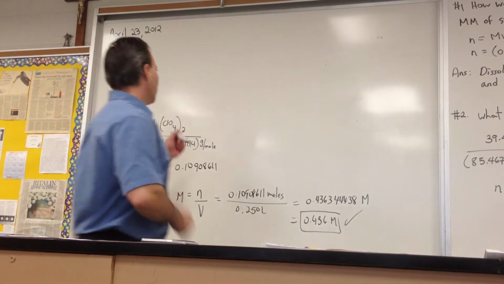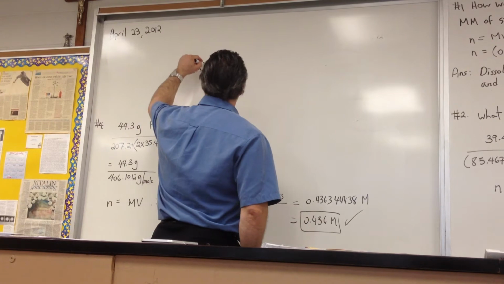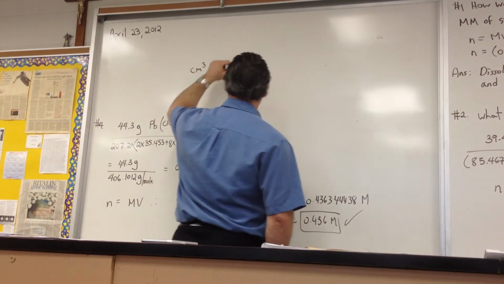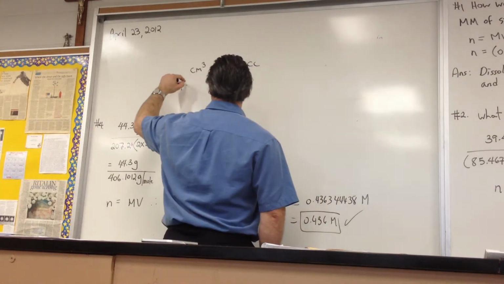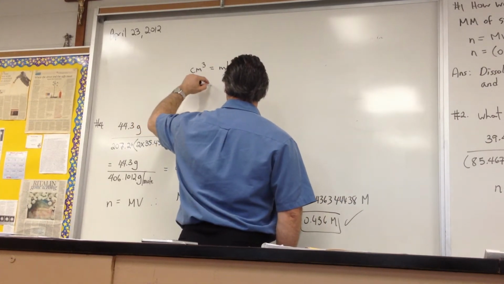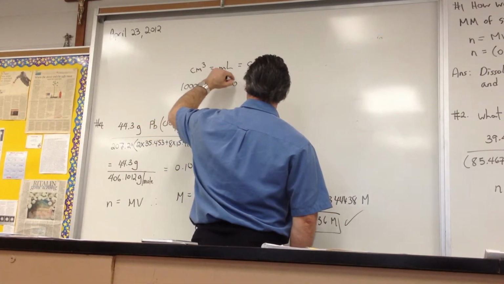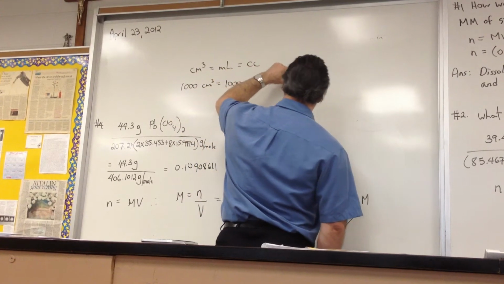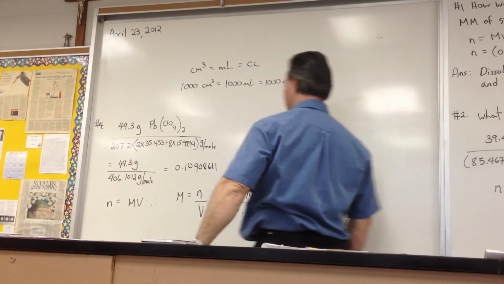I just remind you that centimeter cubed is the same as mL, which is the same as cc's, and that 1,000 centimeter cubed is equal to 1,000 mL, which equals 1,000 cc's, and that all equals 1 liter.